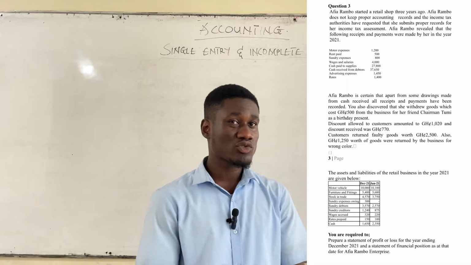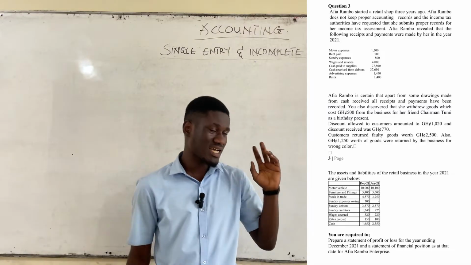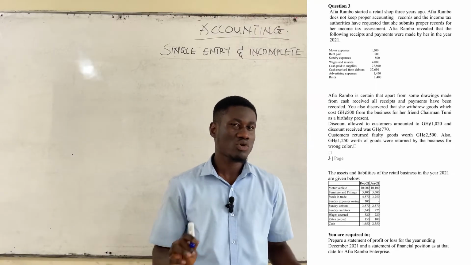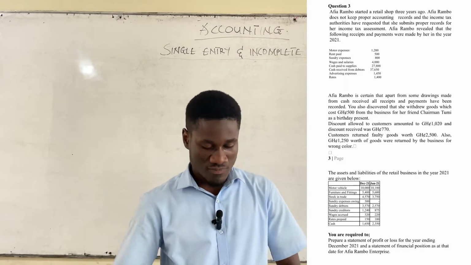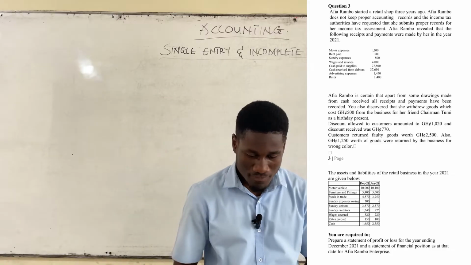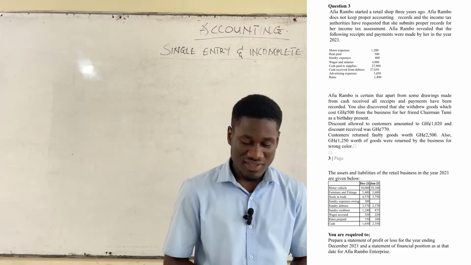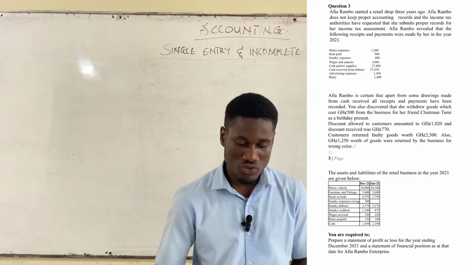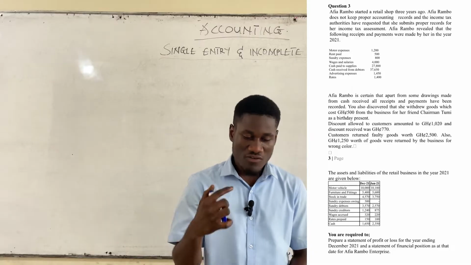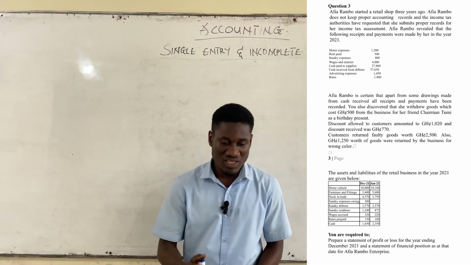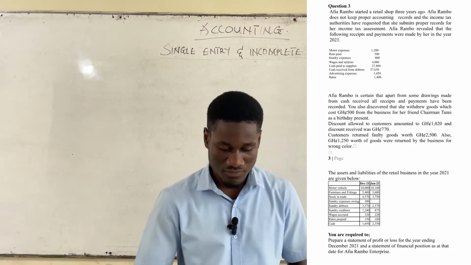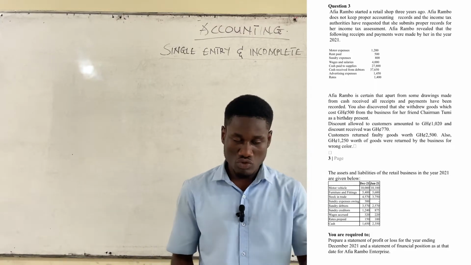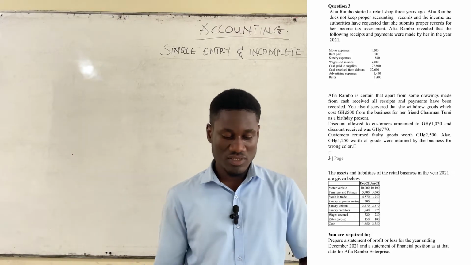So that means that with this question, the difference we will get in the cash book is the cash drawings, because that's the only thing that has not been recorded. Good. So you also discovered that she withdrew goods which cost 500 from the business for her friend as a birthday present. So that's the goods drawings, which is going to show in the income statement.